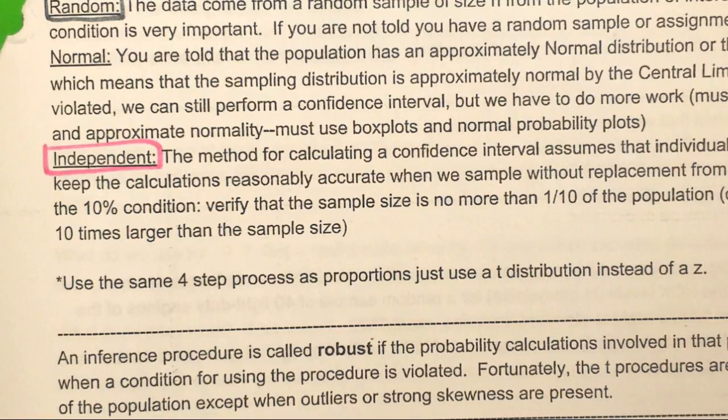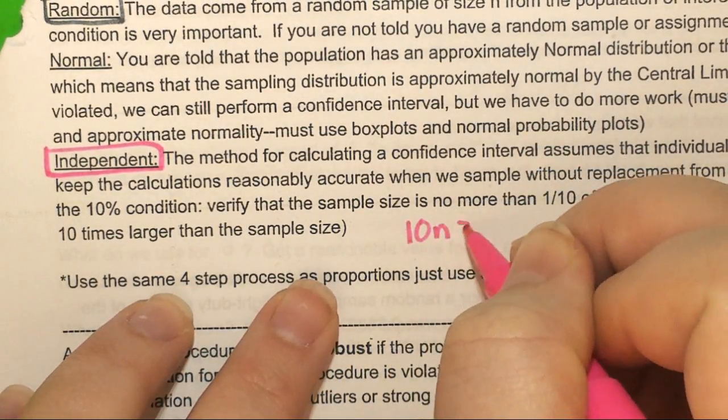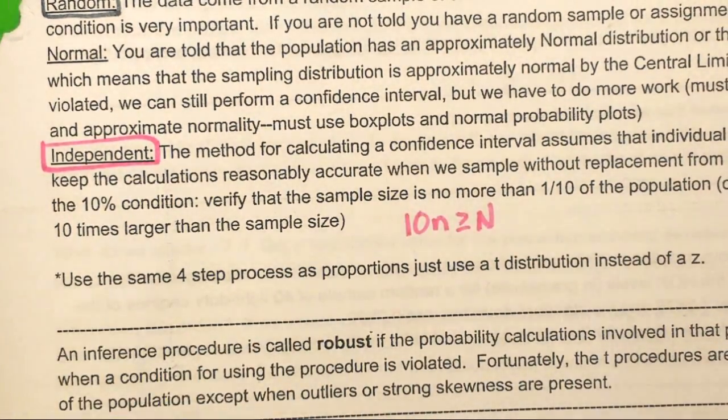So Shalia should be used to checking the conditions by now. It's still random, independent, and normal. I like the way the lady who handles all my training does the independent. She writes it a little better than we have been. She does 10 times n is bigger than or equal to n. You don't have to start writing it like that if you don't want to, but that way she thinks it through.